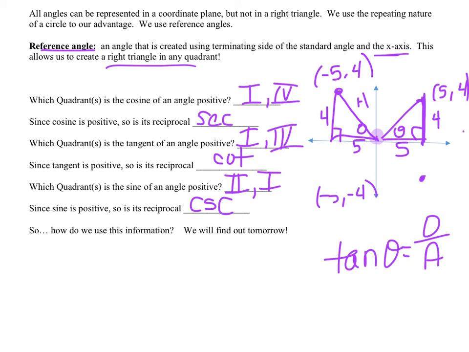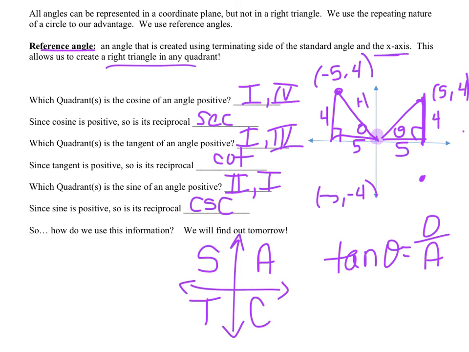How will we use this information? We'll find out tomorrow. One way that we use it was supposed to be in that little coordinate plane, but I wrote over it, and now I can't erase it. What we learned here is that all things are positive in quadrant 1. Sine and its reciprocal, cosecant, are positive in quadrant 2. Tangent and cotangent are positive in quadrant 3. And cosine and secant are positive in quadrant 4.